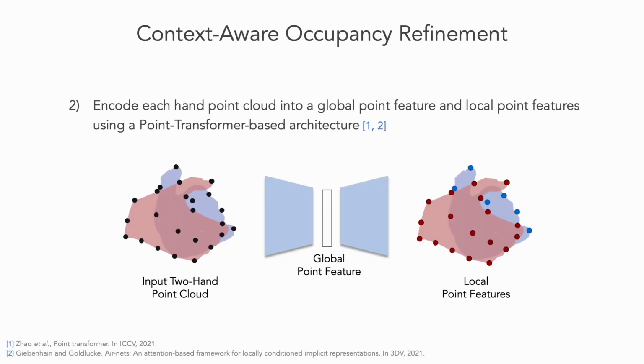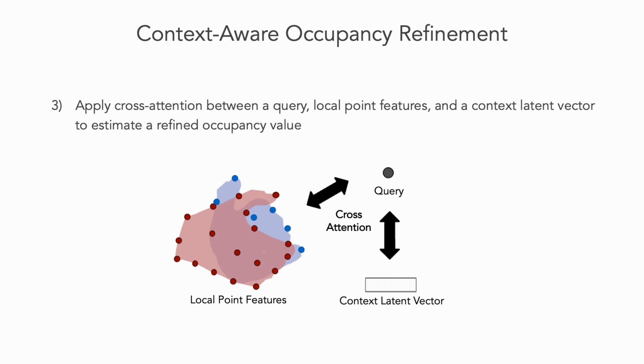Then we encode each hand point cloud into a global point feature and locally anchored point features using point transformer-based architecture. We then apply cross-attention between a query, local point features, and a context latent vector to estimate a refined occupancy value. Here, the context latent vector is extracted from the global point cloud features and the input image to provide two-hand interaction and image contexts for the refined occupancy estimation.